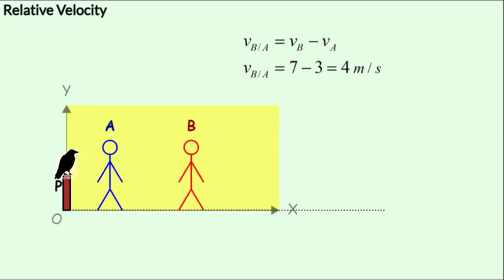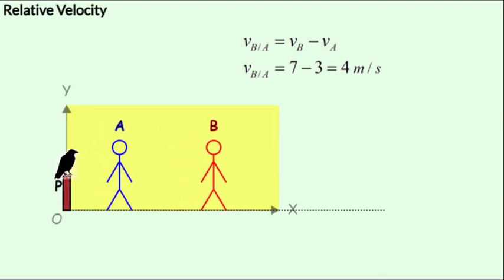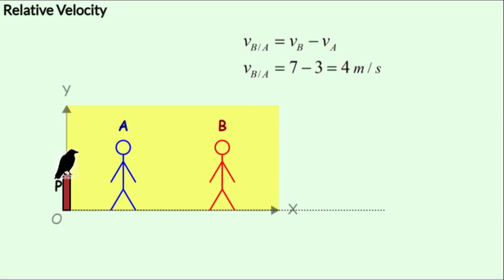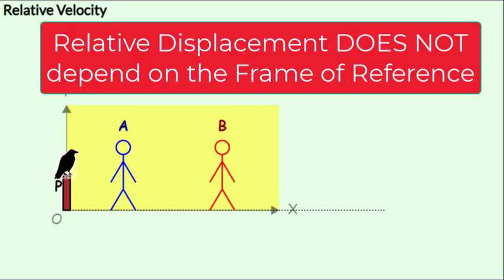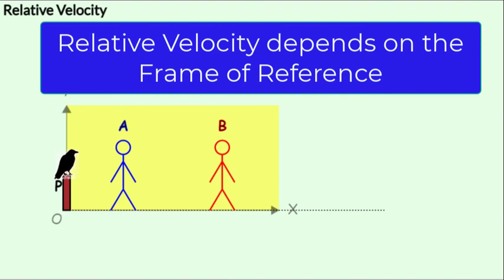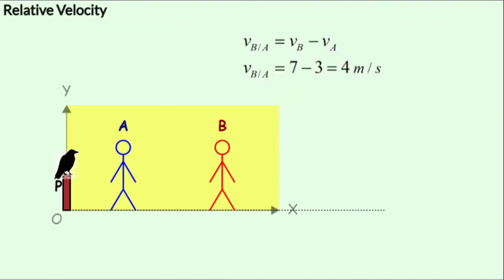And back into the stationary bird's frame of reference. The viewers of this video have to consider their frame of reference as the bird's frame of reference, which is stationary. A very important point at this stage is that while the relative displacement does not depend on the frame of reference, the relative velocity does depend on the frame of reference. A and the bird see B's velocity differently.